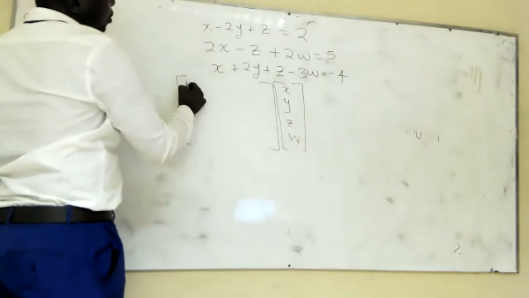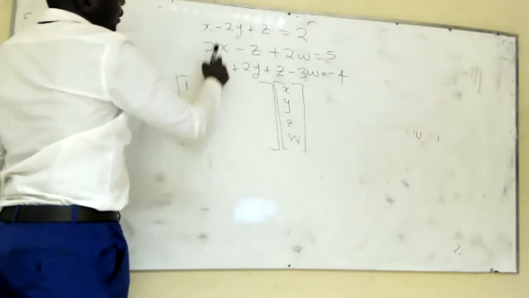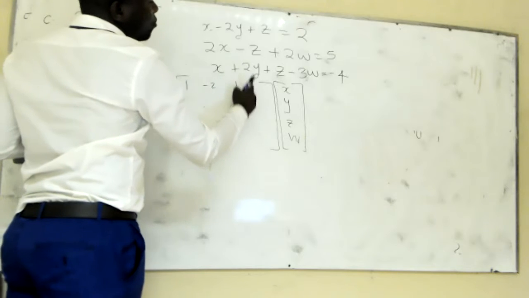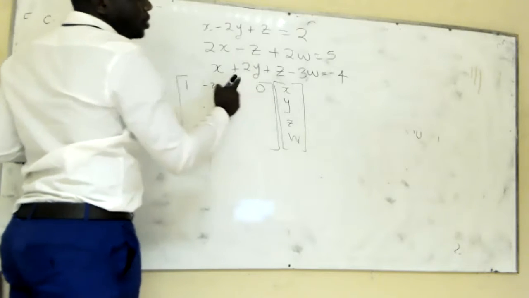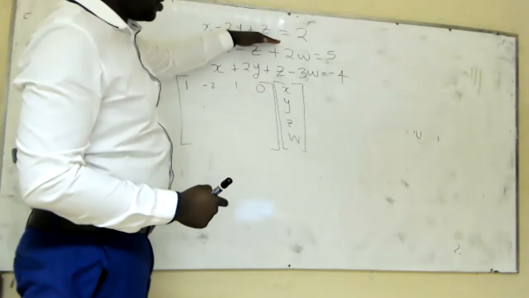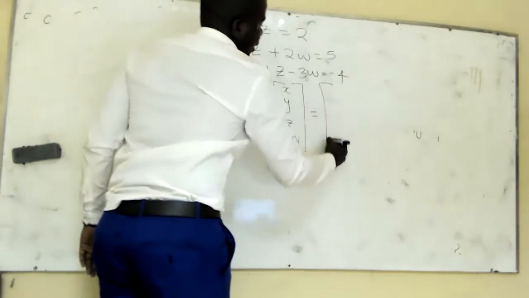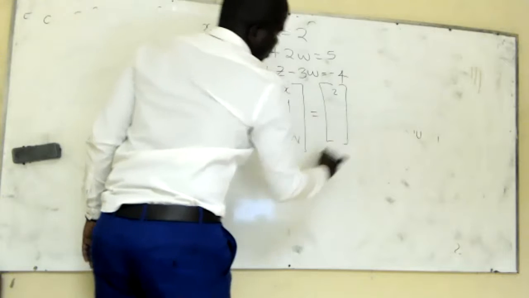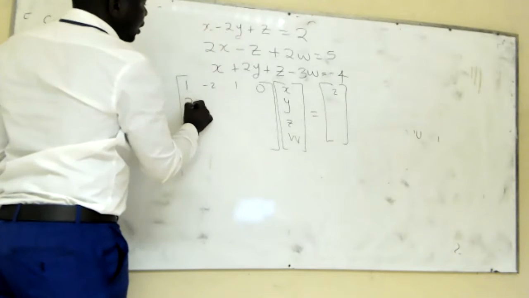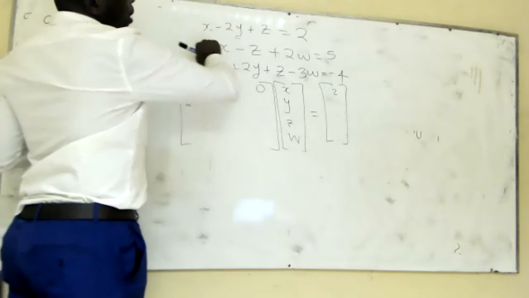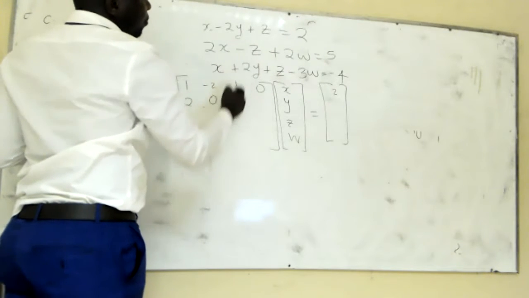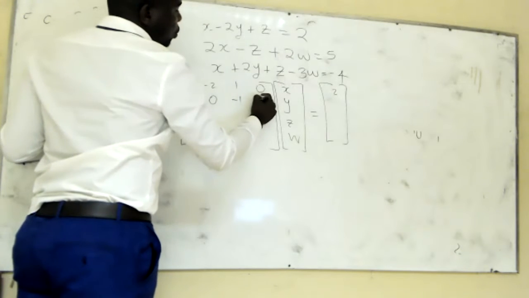Now let's get the components which we can have inside that matrix. It's going to be 1 for the coefficient of x, the coefficient of y is -2, the coefficient of z is 1, and the coefficient for w is 0. Why is it 0? Because we don't have w in equation number 1. On the right hand side, we have 2. Then we do exactly the same thing for the second equation, which in this case is going to be 2. But in this equation, we don't have y, which means the coefficient for y is 0, and then for z it is -1, for w it is 2.